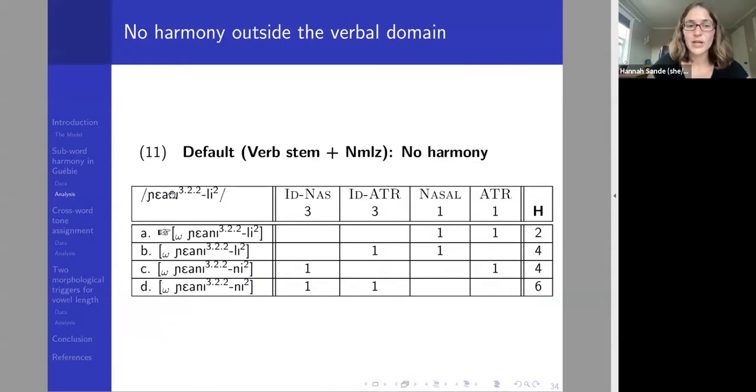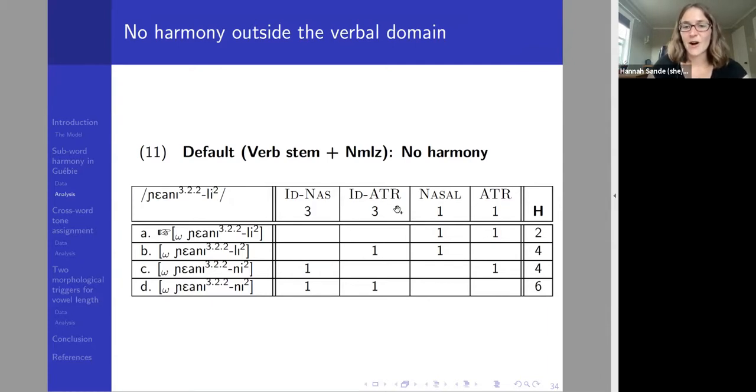So now, if you can imagine building up our tree from the bottom up, we get to the voice phase, we spell it out. This is the output of the previous tableau we just saw. And then we add a nominalizing morpheme. That nominalizing morpheme is spelled out in the next highest syntactic phase domain. And in that domain, there's no morpheme specific constraint weight adjustment. So the default weights of these constraints are going to apply.